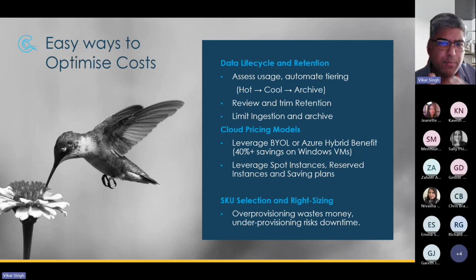Just thinking about temporary VMs in our environment. Again, this is a very simple example, like dev test, or if we have any batch jobs that are running. Ephemeral disks are something that we should be looking at, because by using ephemeral disks, it skips the persistent storage cost. So we could be saving 5 to 15% straight away by just that one option.